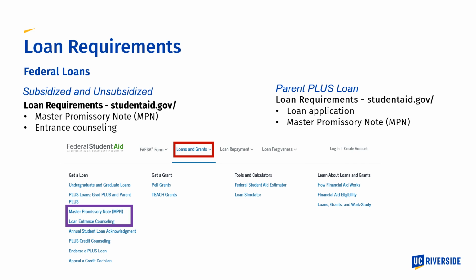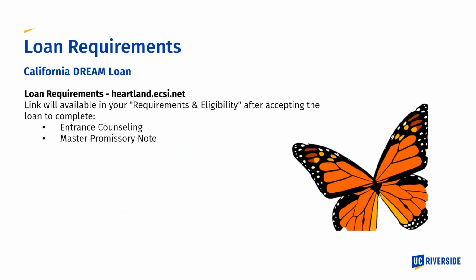If you are taking out a Parent Plus loan, the parent must submit an application and a Master Promissory Note, also on studentaid.gov. These are the items in green. Regardless of which loan you take out, all loan requirements must be completed in order for the loans to disburse on time. If you are taking out a California Dream Loan, you will also need to complete the entrance counseling and Master Promissory Note. The link to complete these requirements will be available in your Requirements and Eligibility section in the financial aid icon on our web.